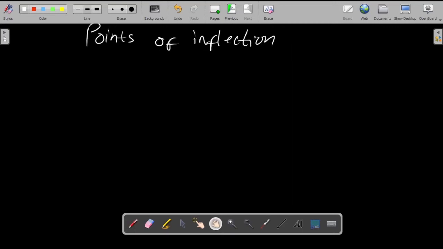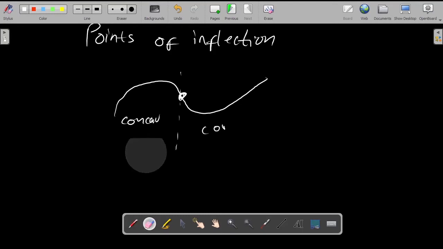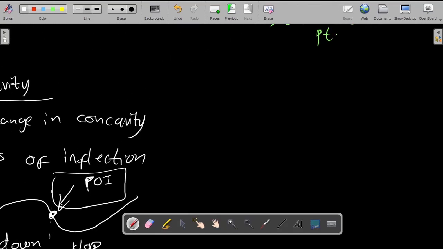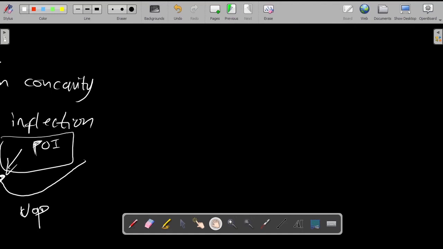So let's say you have a function like this, and at some point it changes. Let's say this is concave down until this point, and this is concave up, right? So let's just write up and down. This is concave down on this side, and on this side you have concave up. This point where you have a change in concavity is your point of inflection. And the way that you'd actually find this point is by using the second derivative test. So let's talk about that test that we use to sum up concavity as well as the point of inflection. So this is how you'd do it.